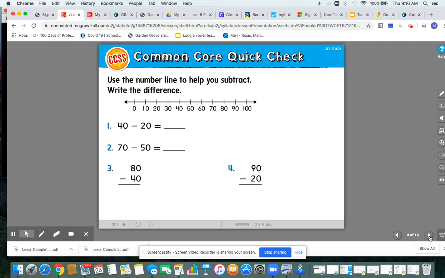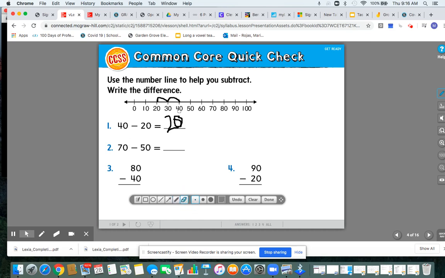So this is just like a quick check. Remember, we can use number lines to help us subtract. So here it says 40 minus 20. I can start here at the 40 line, and I can subtract 20. So I can count 10, 20. And so my answer would be 20. You try to do this. That is a 0. Sorry, it's hard to use these. It's a 0. Okay, this next one is 70 minus 50.